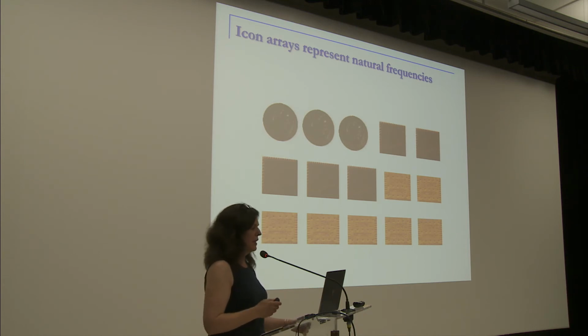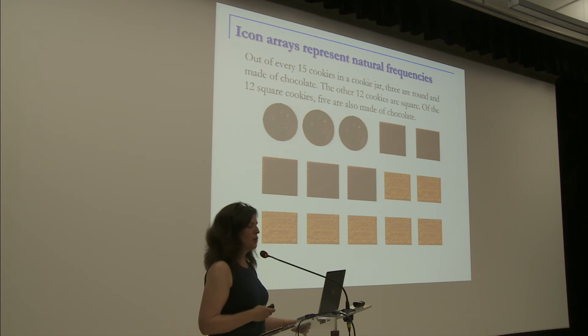These are cookies. Out of every 15 cookies in the cookie jar, 3 are round and made of chocolate. The other 12 are square. Of the 12 square cookies, 5 are also made of chocolate. Imagine a pile of chocolate cookies from the jar.